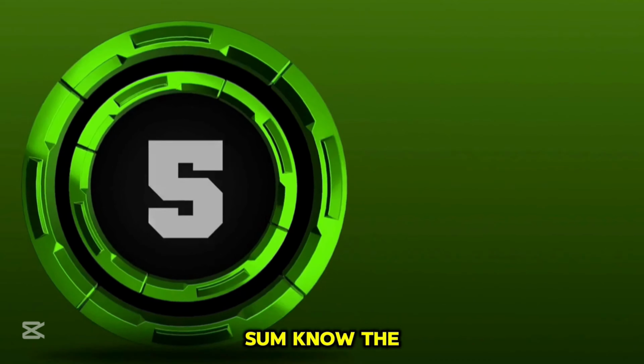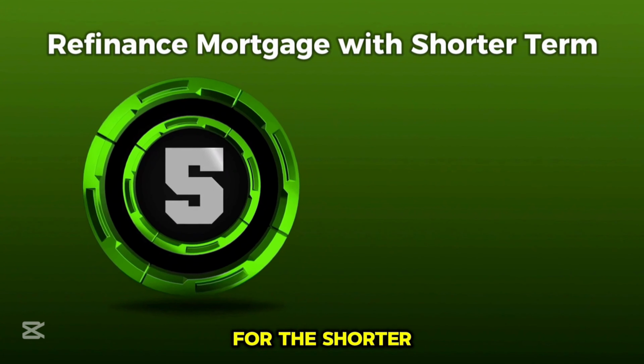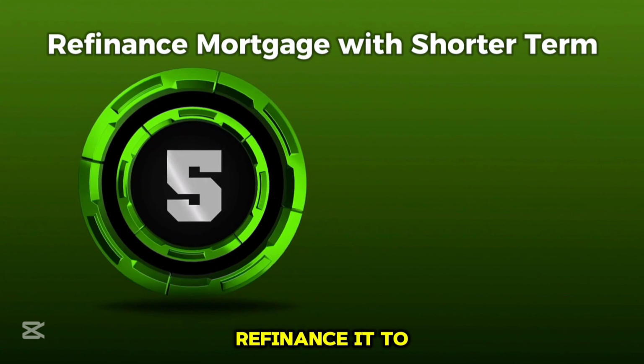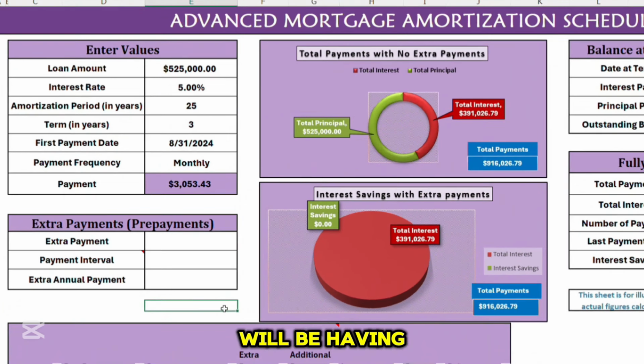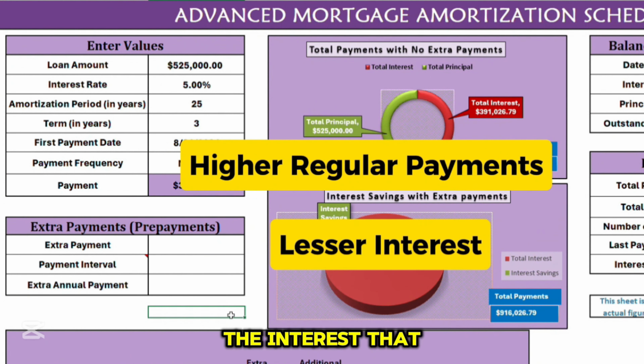Now the last and the final method to pay off your mortgage early is to take a mortgage for the shorter amortization period, or if you have an existing mortgage, refinance it to a shorter term. The effect of a shorter amortization period would be that you'll be having larger regular payments, but due to larger regular payments, the interest that you'll be paying over the lifetime of the mortgage will be lesser.